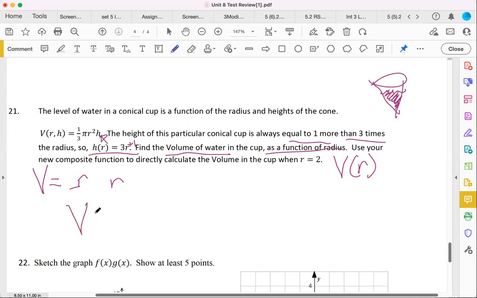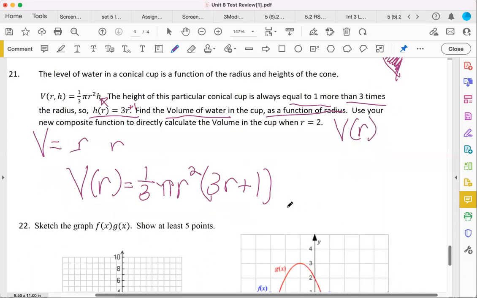So isn't it safe to just say that V of r is going to be the composition like this? So 1/3 pi r squared, but instead of height, use 3r plus 1. Does this match? Is this just finding the volume based off of what r is? I think so. So we're using this to directly calculate the volume in the cup when r is 2. This is pretty light, just plug and chug. So this is really saying, what's V of 2.